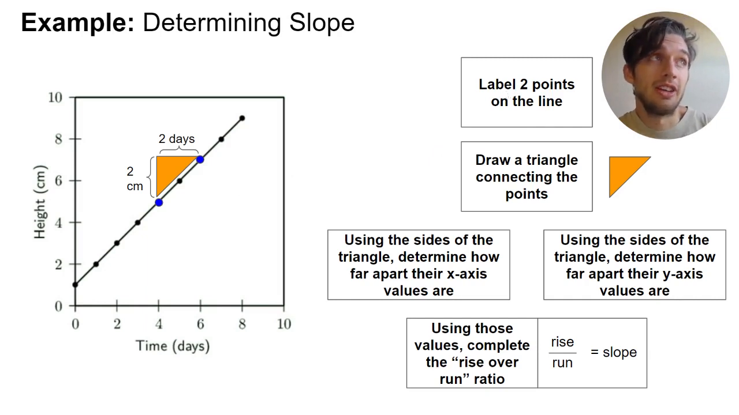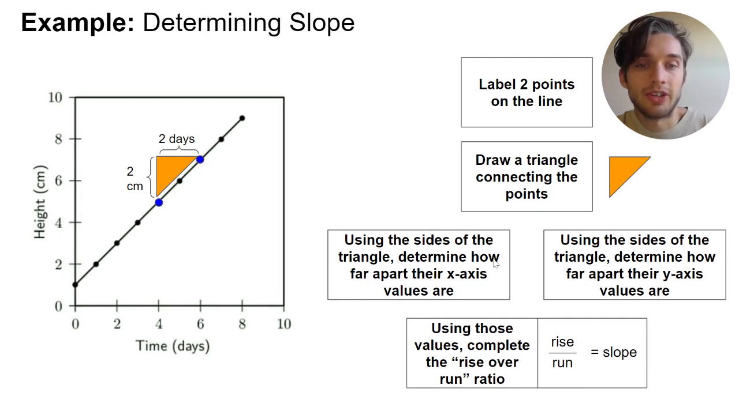We've talked together as me and the student, and we've decided the first and easiest step is just to label 2 points on the line. Ideally, they're like easy points, right? Not like complicated in between tick marks type stuff. The next thing is to draw a triangle that connects the points. So you go out horizontally from one point and vertically from the other point until they meet. You got this cute little triangle.